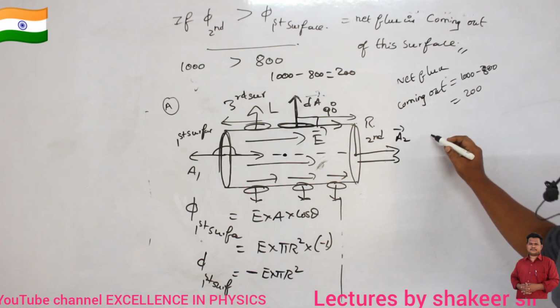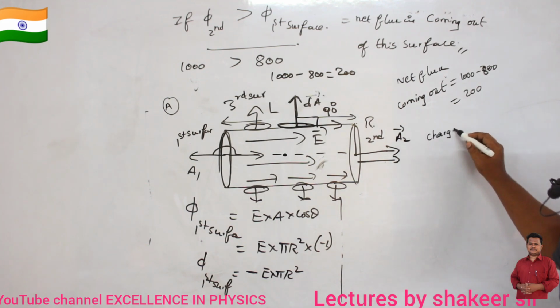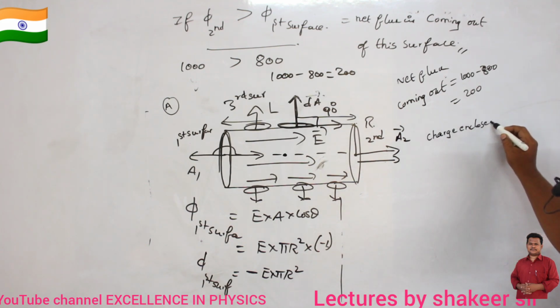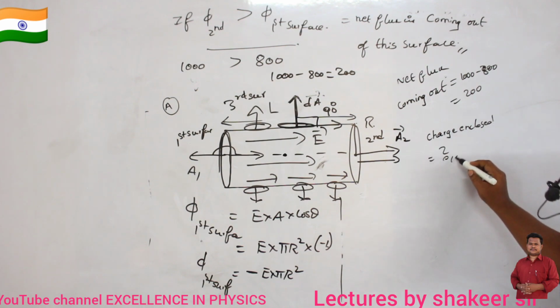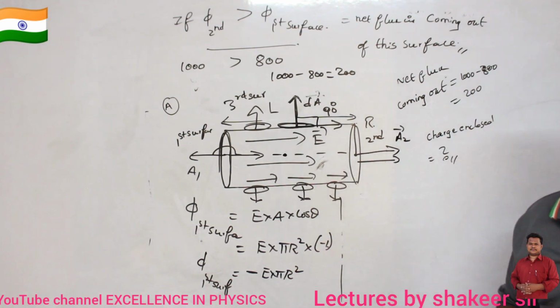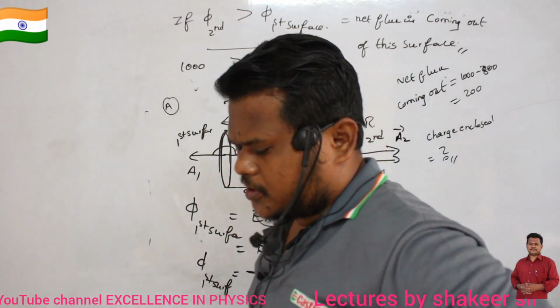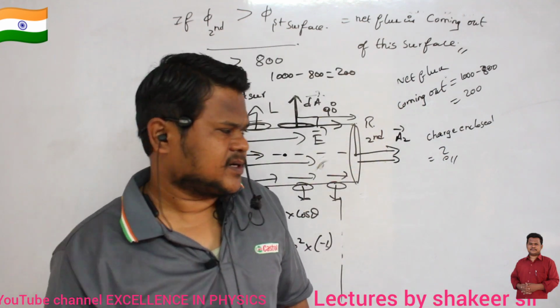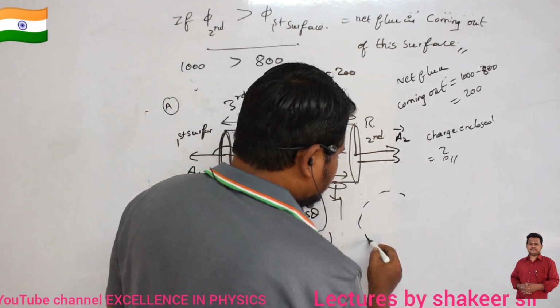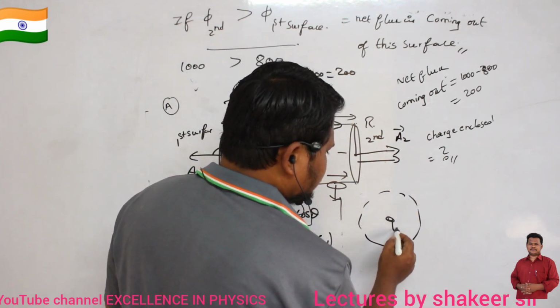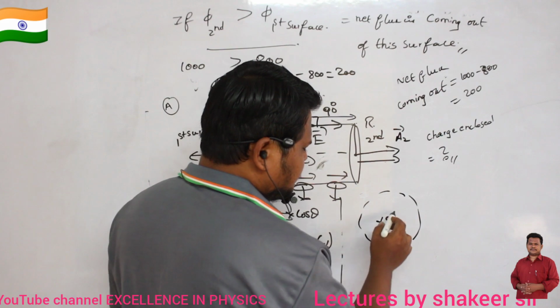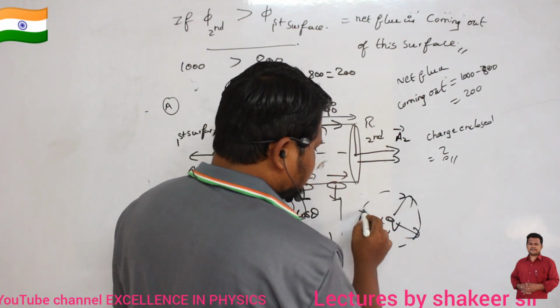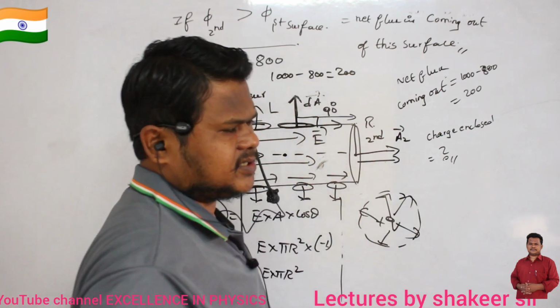Therefore, how can I calculate the charge enclosed? How can I say that a charge is enclosed by this surface? If a charge is enclosed by a Gaussian surface, then only flux lines will come out, no? If, for example, this is a Gaussian surface and here there is some positive charge, what will happen? Some net flux lines will be coming out of this Gaussian surface.